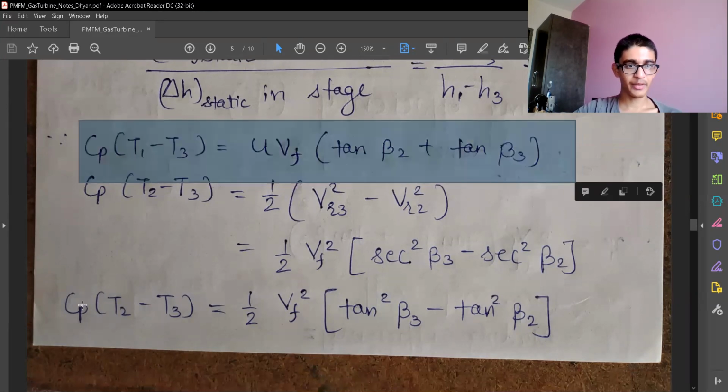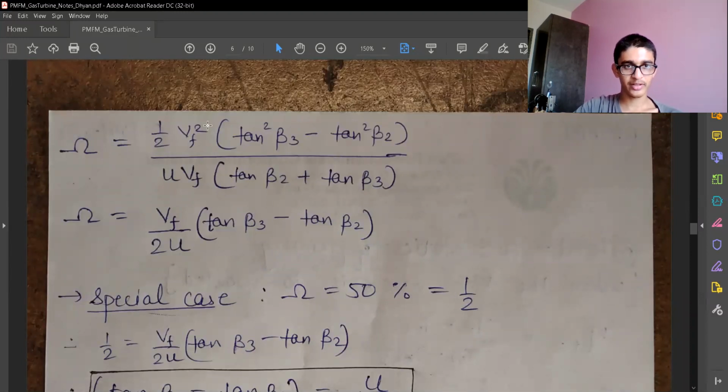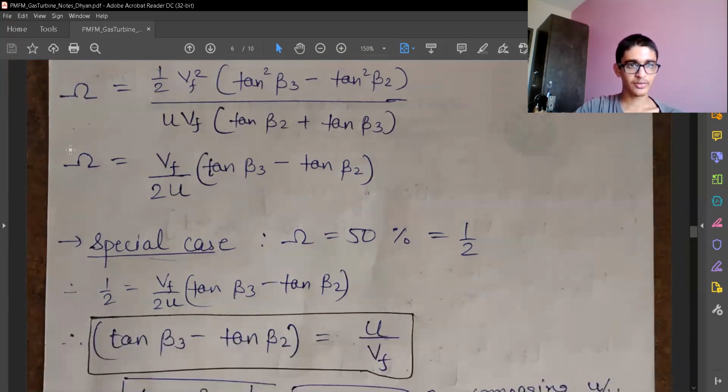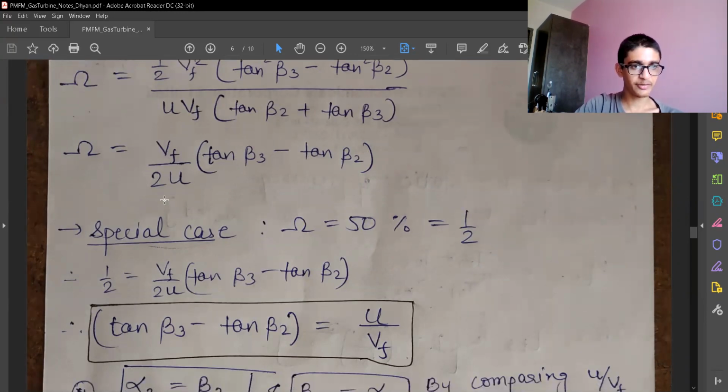This is the denominator part. This is the numerator part for our degree of reaction formula. We have substituted it. The numerator, tan can be taken as a factor out, and the addition of tans of beta 2 and beta 3 will get cancelled, and the subtracted ones are retained. So the degree of reaction formula is Vf by 2U into (tan beta 3 minus tan beta 2). The beta 3 is going to be larger than beta 2. This must be obvious to you, because the degree of reaction is greater than 0 and velocities are not negative. These are the magnitudes of velocity.